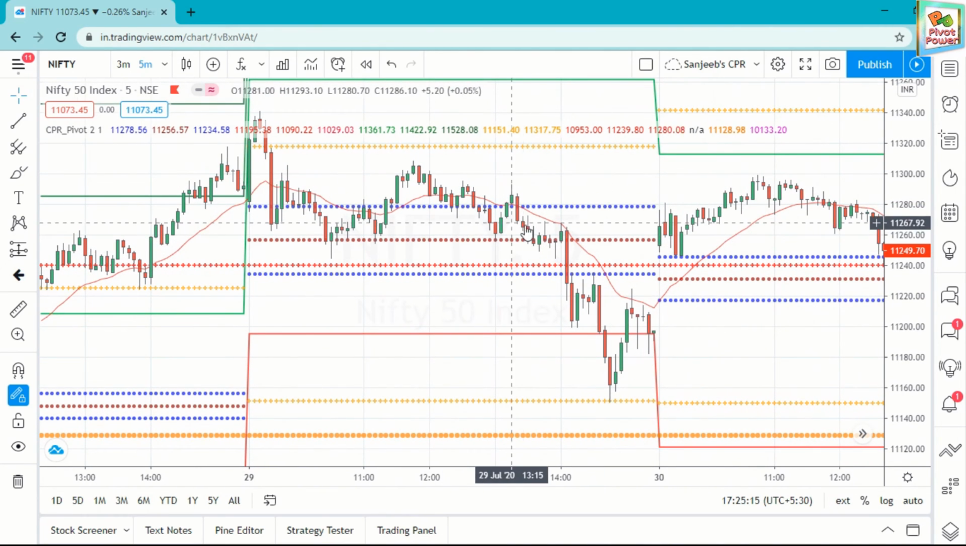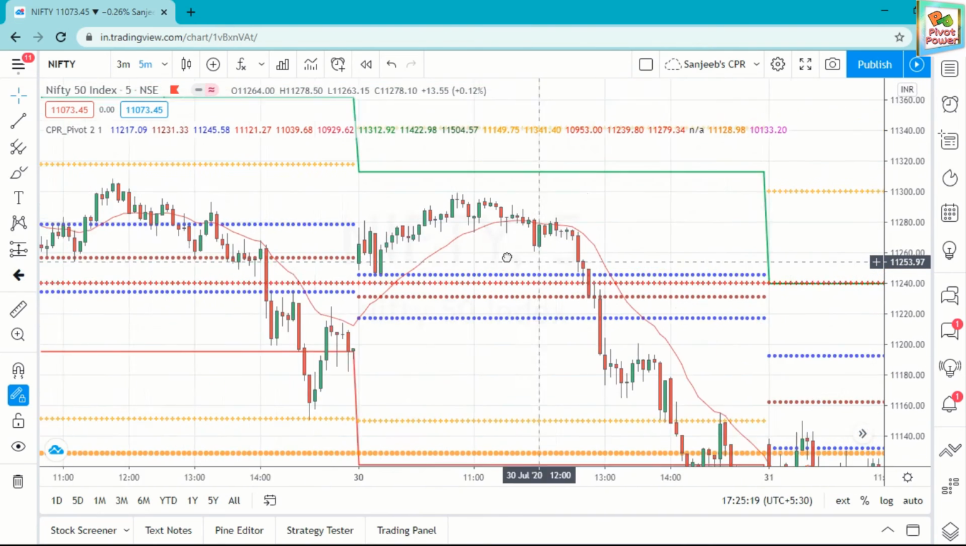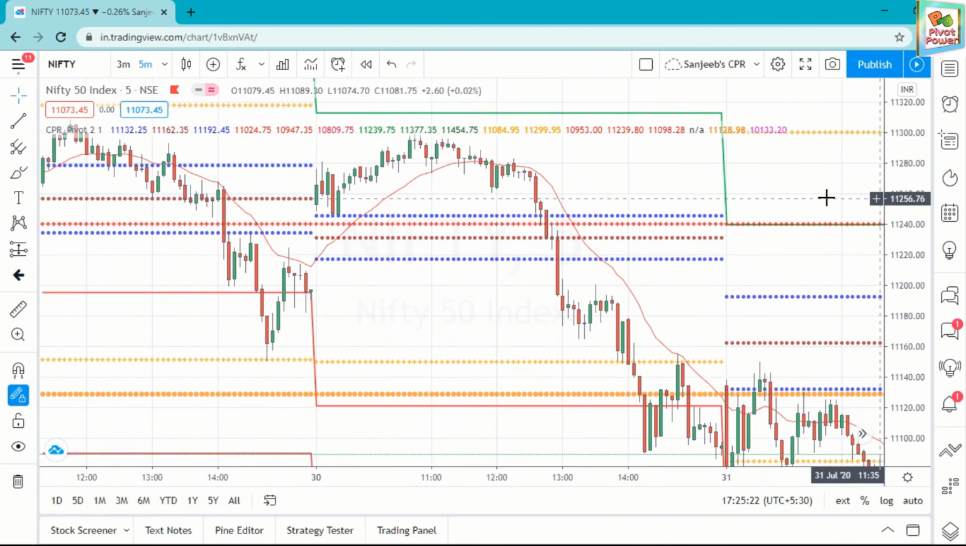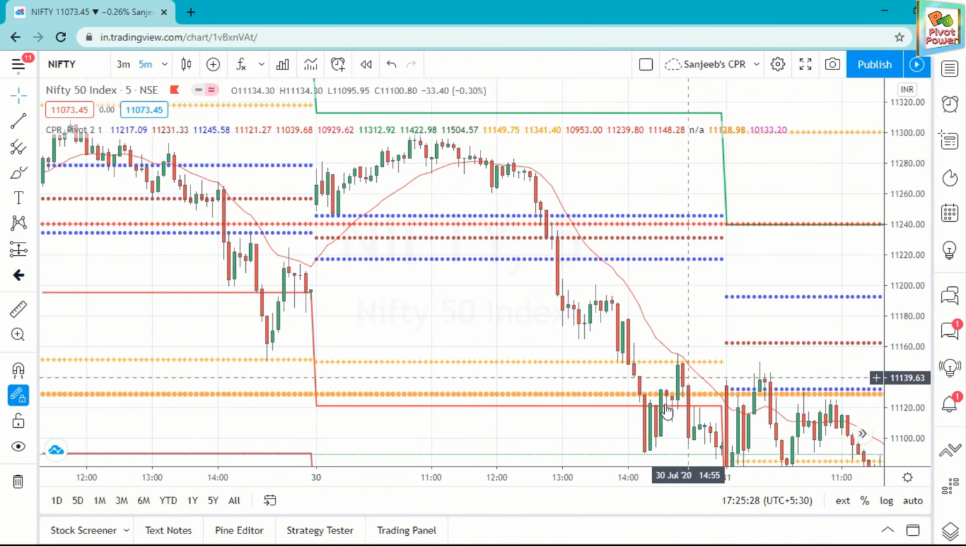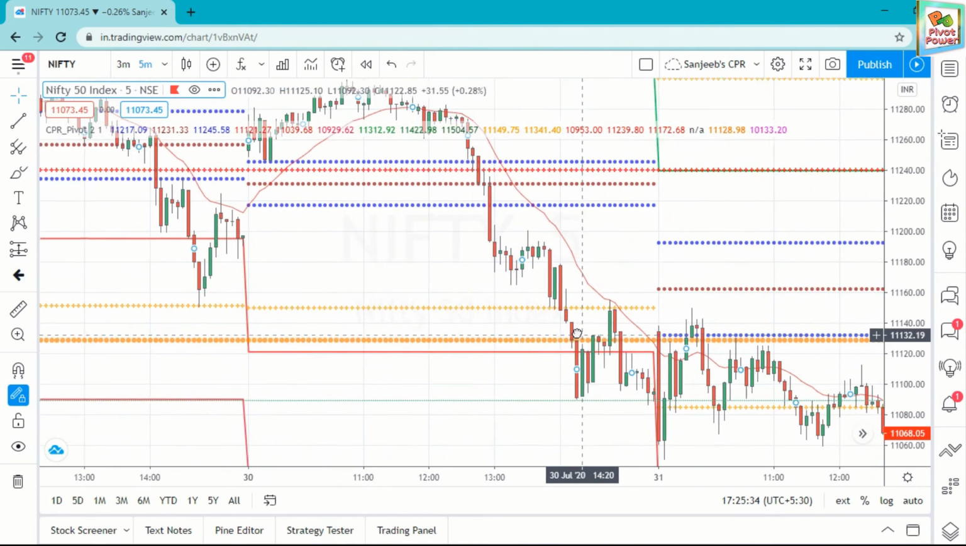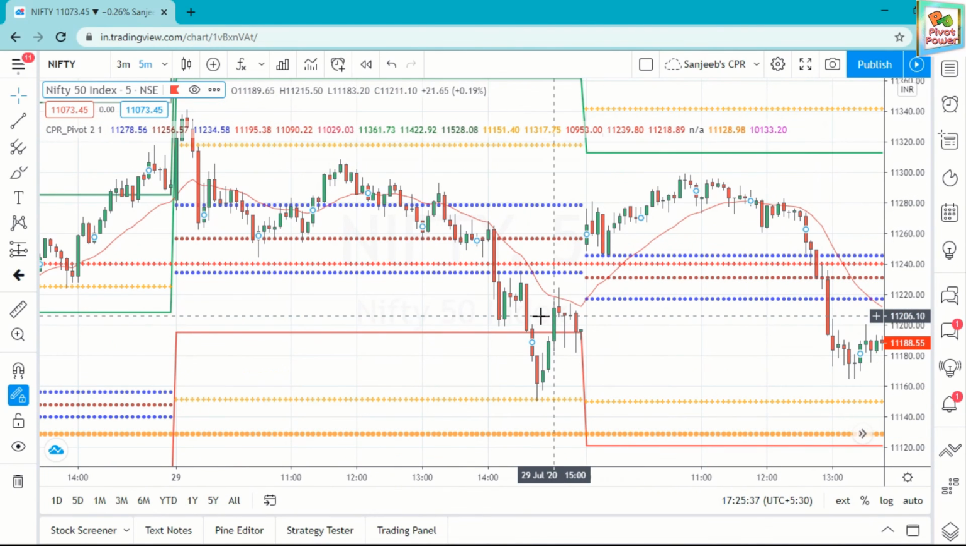See here also, this is the 20 EMA. The entry should be here. See here, the entry should be here only, at the 20 EMA. On the retracement, you see it is the retracement, the entry should be here only, and this is the move.